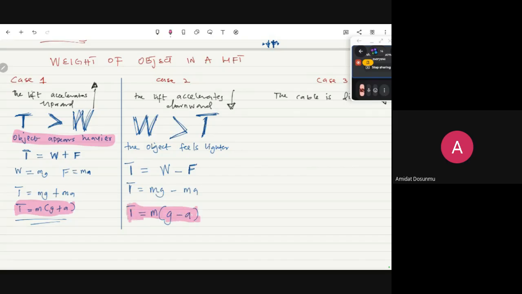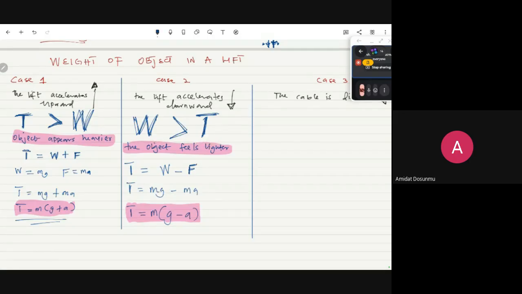So you can see the difference. From the question, if you hear that the object is accelerating upward, you know you are going to use a plus value. If you hear that the object is accelerating downwards, you're going to use a minus what? Value. That's the difference. The object feels lighter.